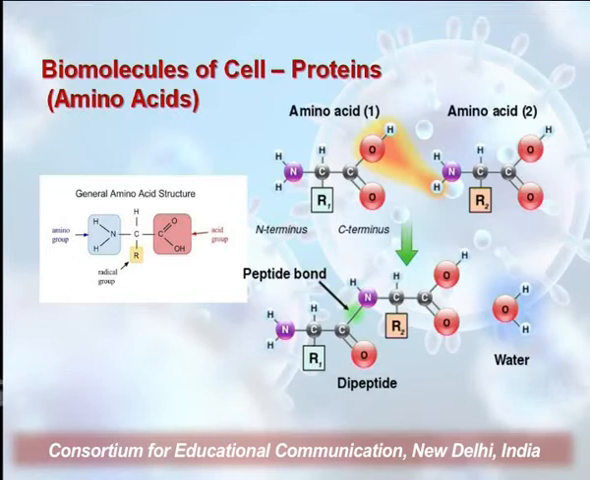Now, each of these amino acids has a basic structure. There is a central carbon to which the proton is attached. Then there is an amino group on one end, and there is a COOH group or the carboxylic group on the other end, and there is a residual group or the R group. Depending upon what exactly is present in the R group, the amino acids have been classified into various different forms. There are basically 20 amino acids.